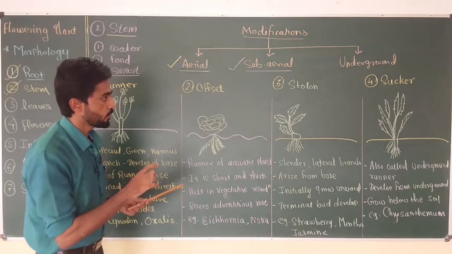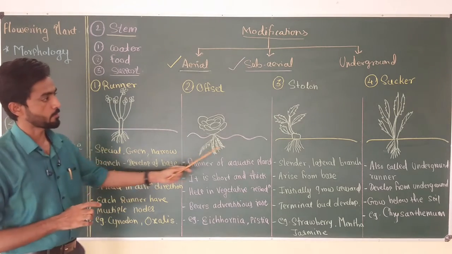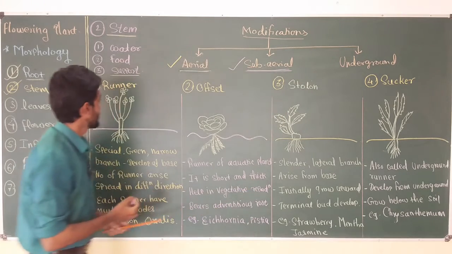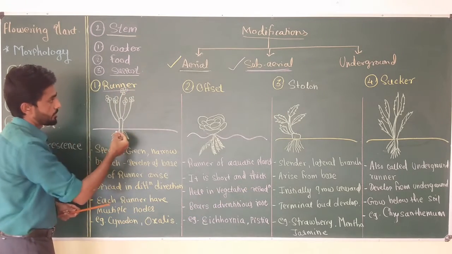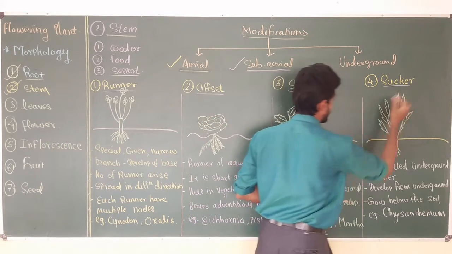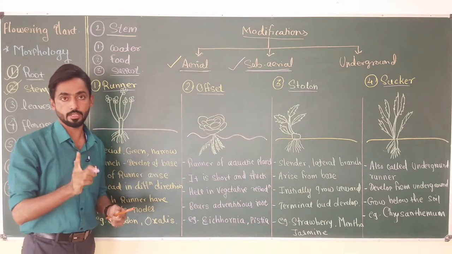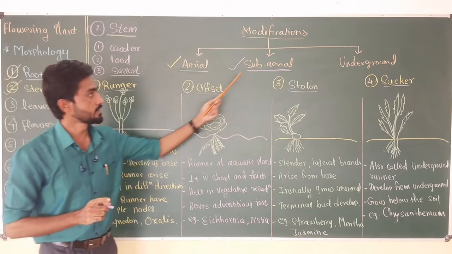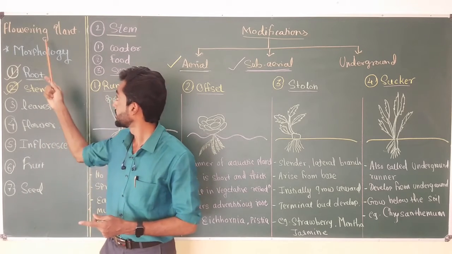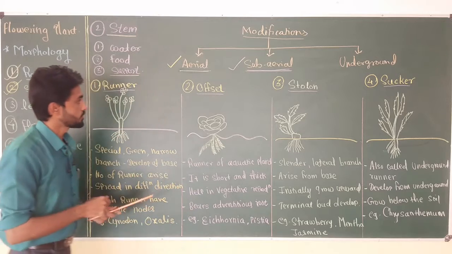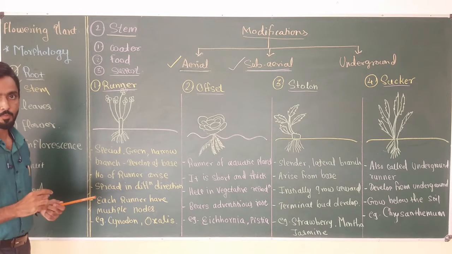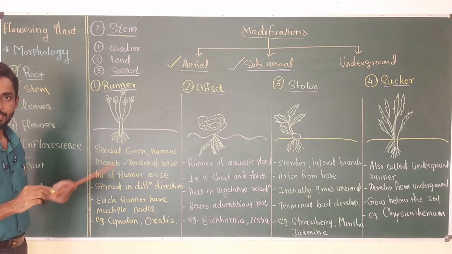Okay, now in this video we are going to talk about 4 different types of modifications which come under this subaerial type. Number 1 is runner, number 2 is offset, then stolon and sucker. These 4 types of modifications found in the stem come under the subaerial category, and all of these are present in flowering plants. Now the first is runner.